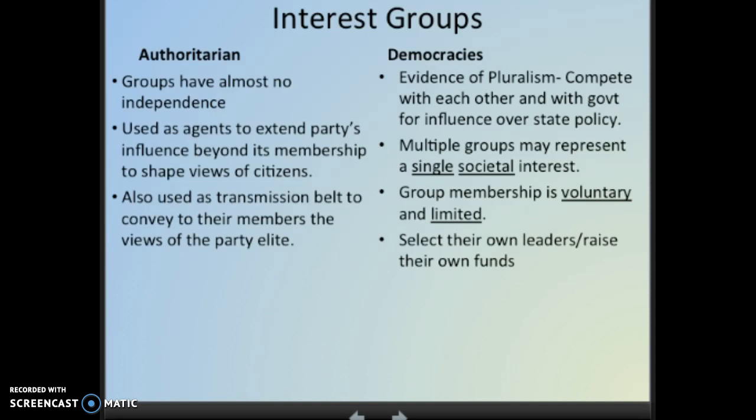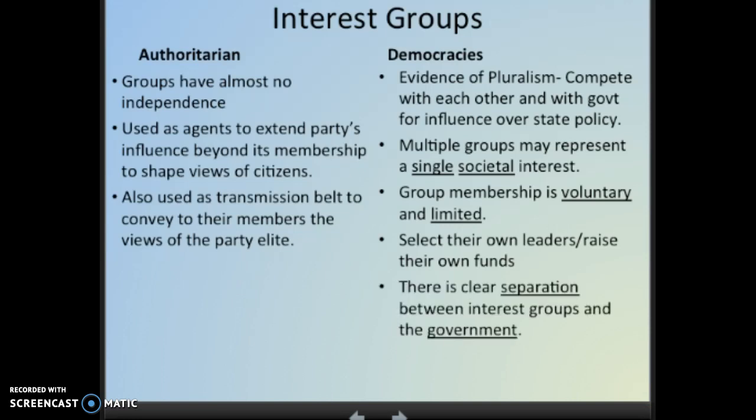Some interest groups are their own corporations. They have their own leadership structure. They raise their own money. They have their own set of dues. They use their money for campaign donations, or they use their money to provide a service for a certain group of people. But there is, in democracies, a clear separation between the interest group and the government, whereas in an authoritarian regime, the government is using the interest group to further their message to the public.